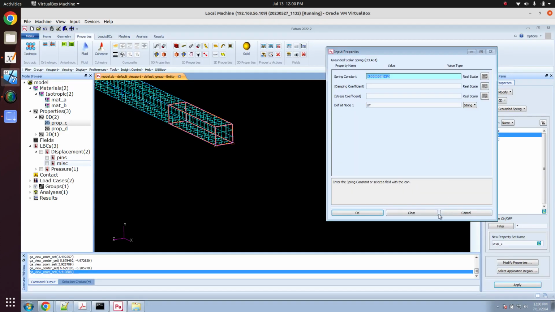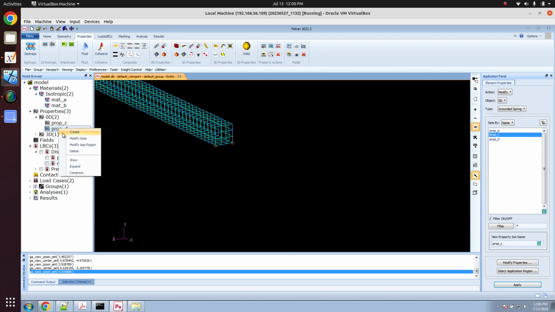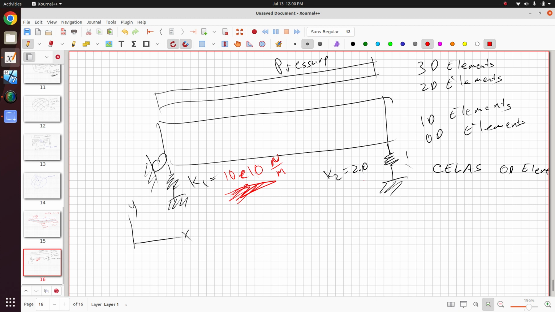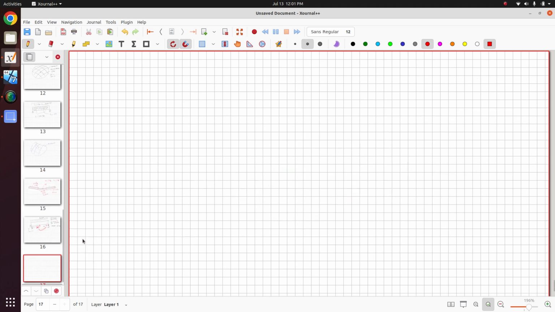Now, what about the other spring? How soft is that other spring? If we look at this, it's 1. Oh, sorry, this is just 1 Newton meter. So you can see there's a big difference in these stiffness values. And now why is this a problem?